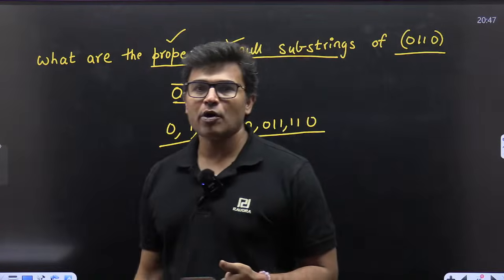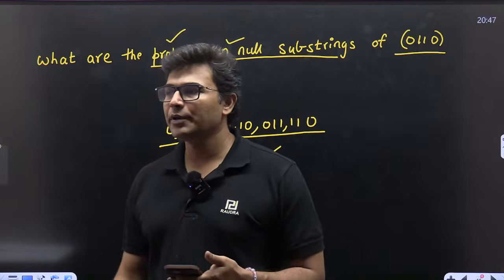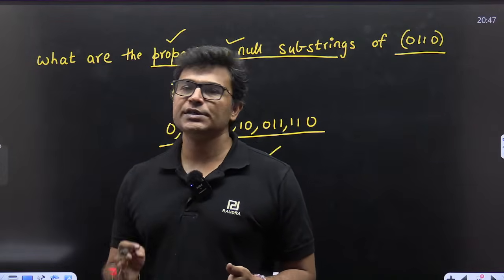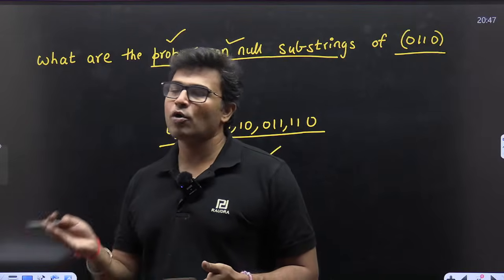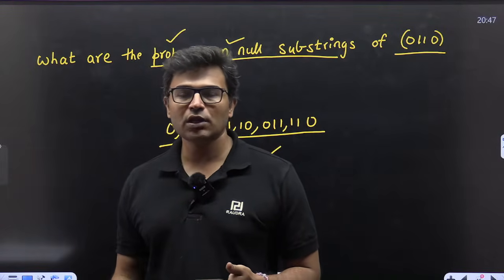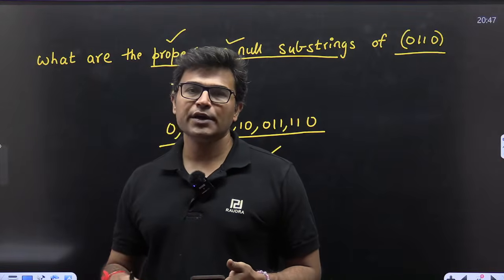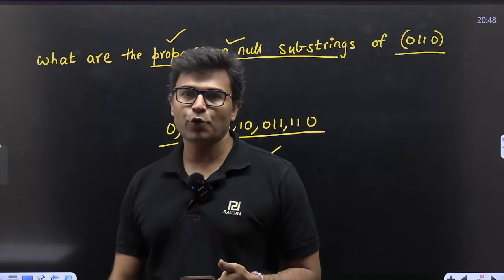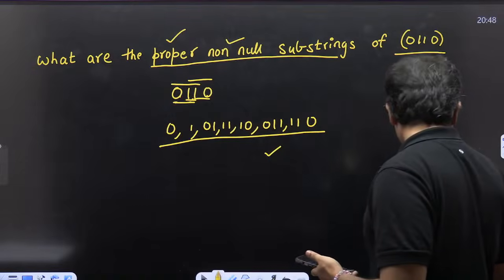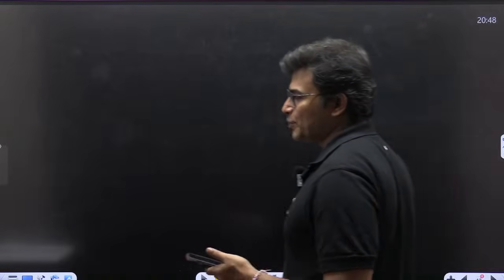Okay. Permutations and combinations. Once permutations and combinations are done, I will talk about number of prefixes, number of suffixes, number of proper substrings, number of substrings, number of subsequences. All these I will discuss after I discuss counting. Okay. After I discuss counting, I'll discuss all this. Okay. Fine.